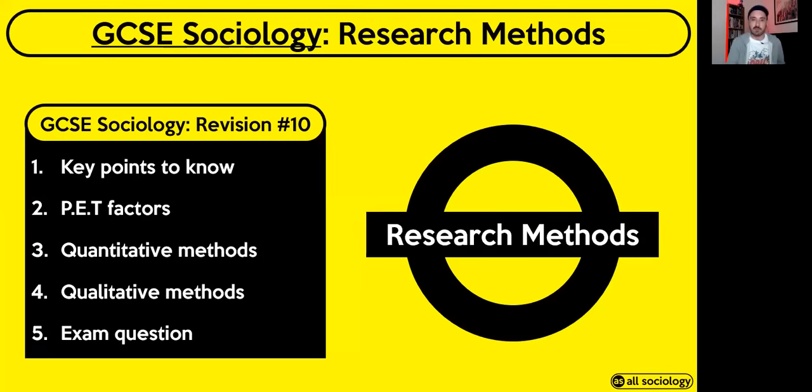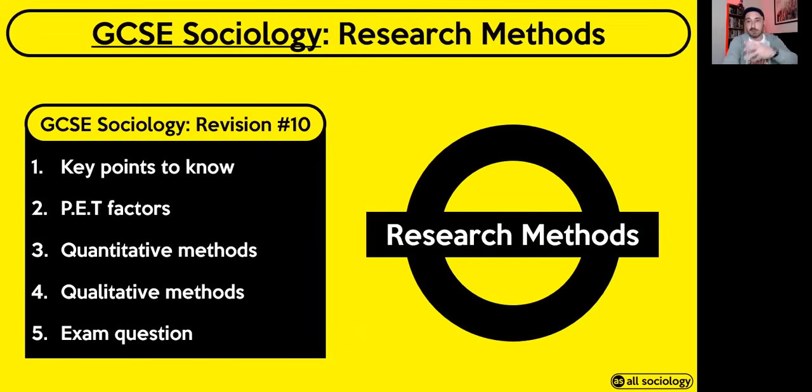So I'm going to start off with going through some key terms that you should know, and some definitions of what those things mean. Then we're going to have a look at what I call PET factors, which stands for practical, ethical and theoretical factors. These are all sorts of things you'll need to think about in terms of the strengths and the weaknesses of your methods. And then we're going to apply that.